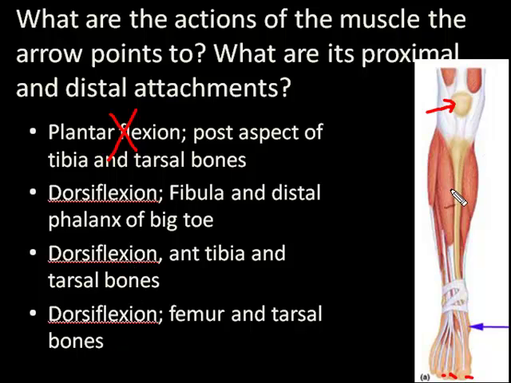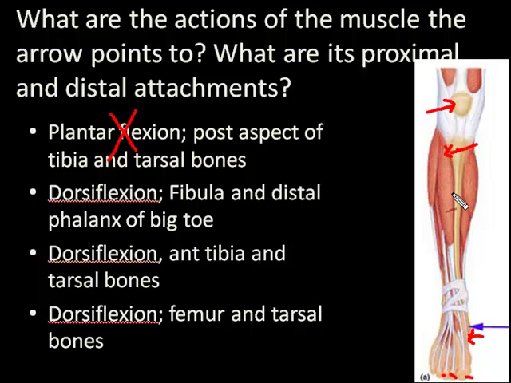Now let's first identify and look at this muscle here to know its attachments. So you can see this muscle ends here, this tendon of this muscle ends here where the tarsal bones are, and it begins here, and this is the tibia.